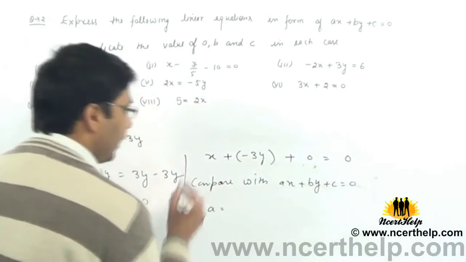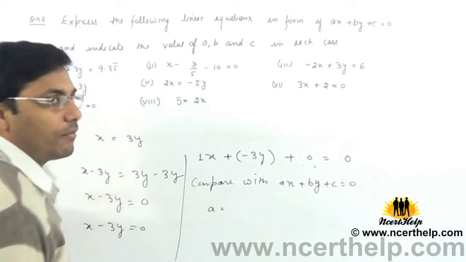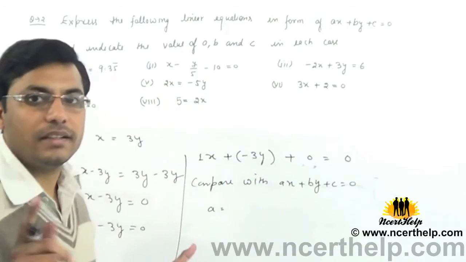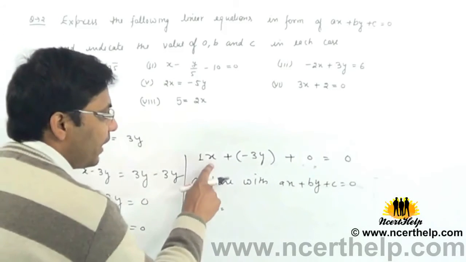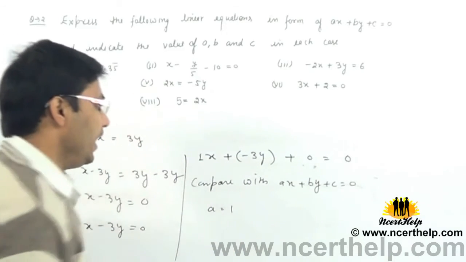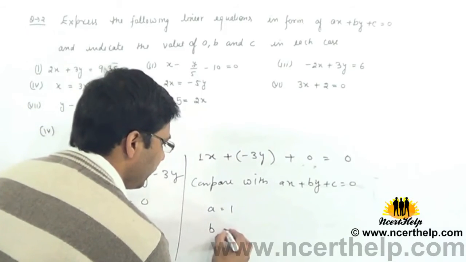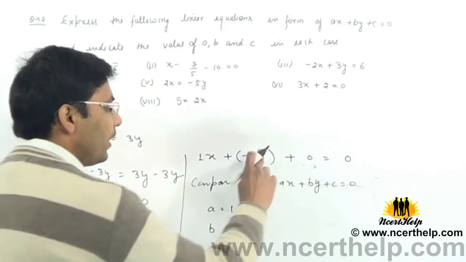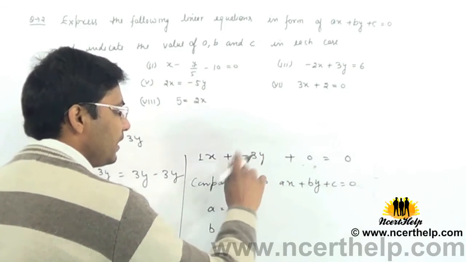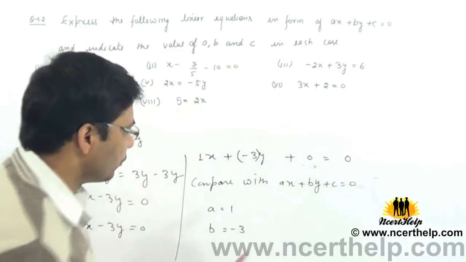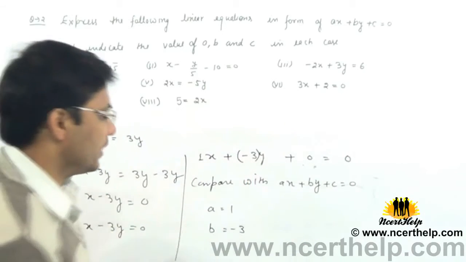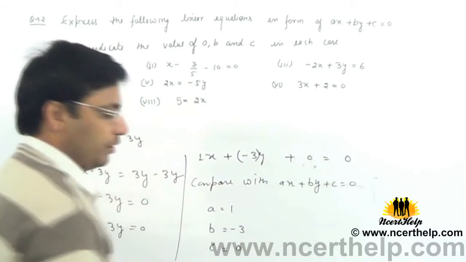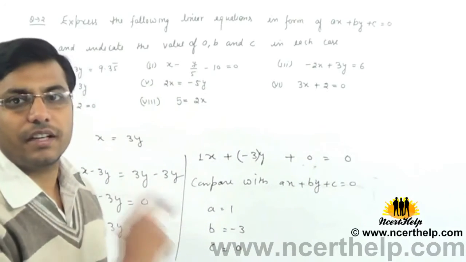We will get here the coefficient of x is 1, as I have told earlier that the 1 is always hidden before any variable. If it is given, it is 1x basically. So a equals 1, b equals minus 3. We can write it minus 3y in this form also. So you can see b equals minus 3 and there is no c, so c will equal 0. So this is the answer of the second part.